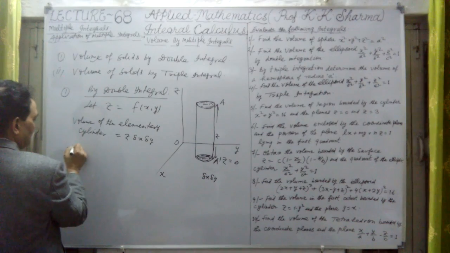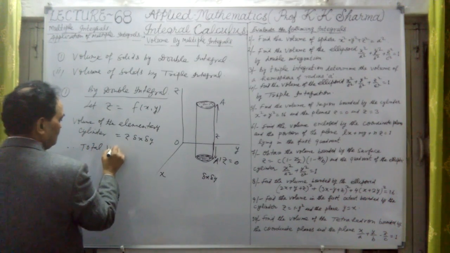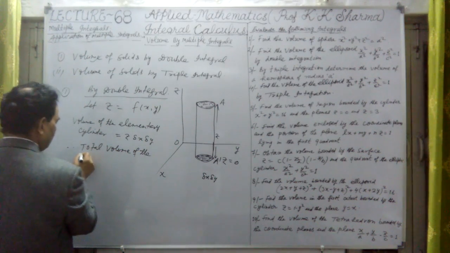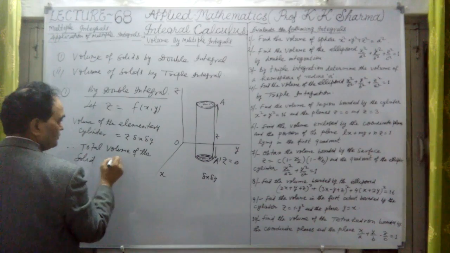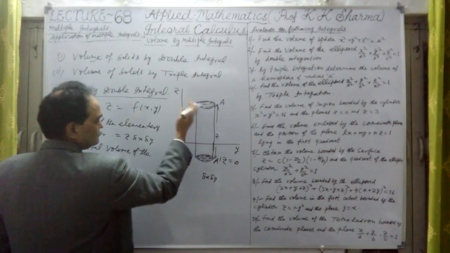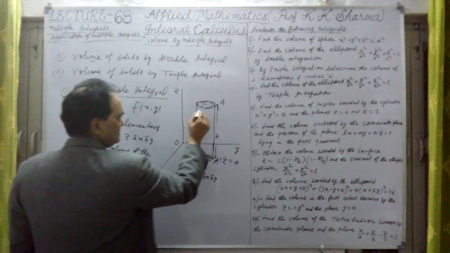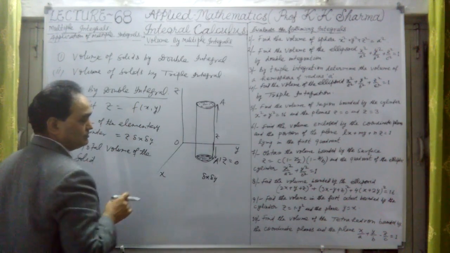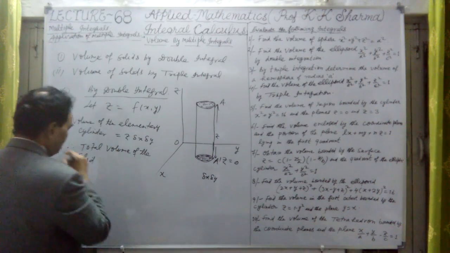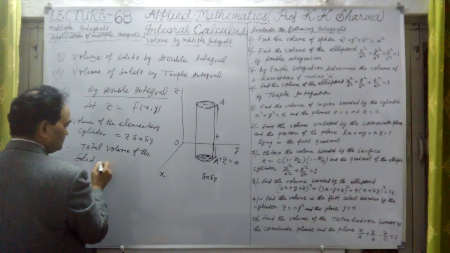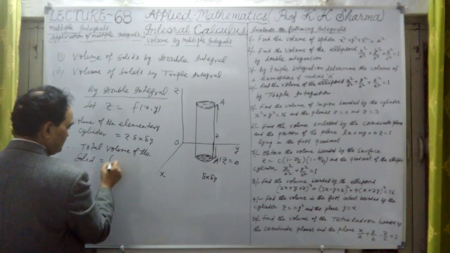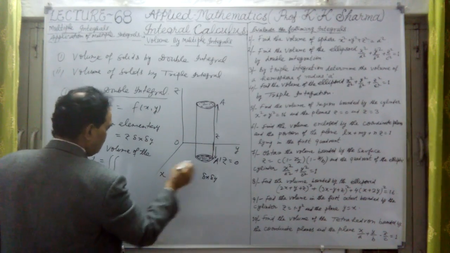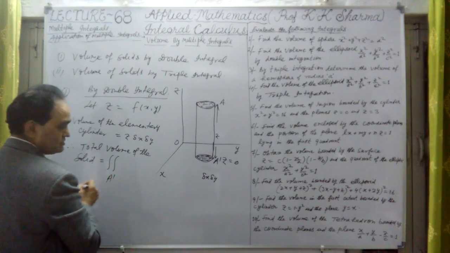Therefore, the total volume of the solid here, this whole solid which is given to us. If I take a very small element here, a cuboid type of figure, then the total volume of the solid is equal to the double integral over this area. Let me call this area A dash.